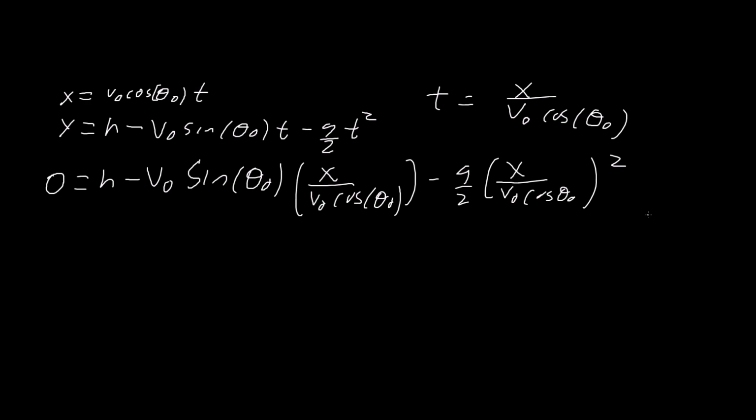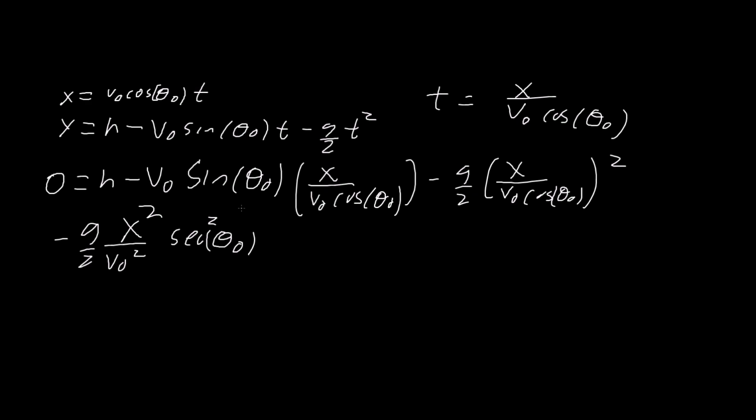So I'm going to rewrite this as minus g over 2, x squared over v naught squared. And I'm going to write 1 over cos squared of theta as secant squared of theta naught. The reason for that is because I want to solve for the angle. And I don't think I'm going to get much.